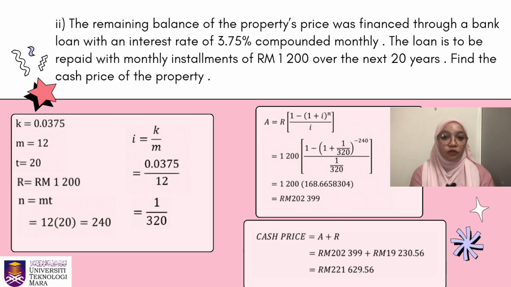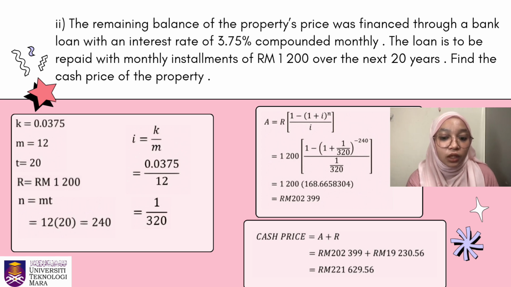And the answer of present value is RM202,399. The last one, the question needs us to find a cash price using the formula cash price equals A plus R, and we got the answer RM221,629.56.